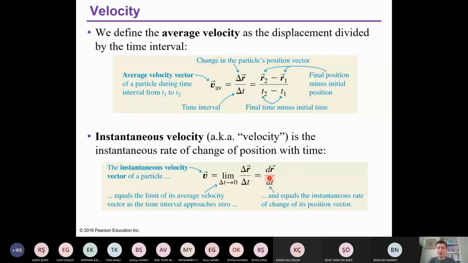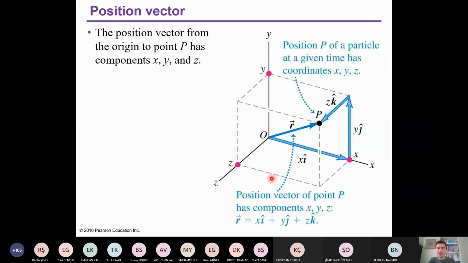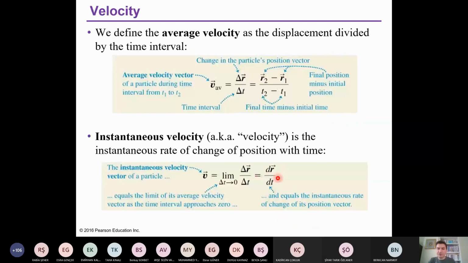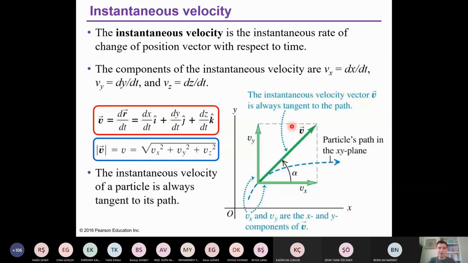So what we have here, r. What was r? Position vector. And the position vector has three components, right? X, Y, Z components. So if I take the time derivative of these components, then I can get the components of instantaneous velocity. This is the x component of the instantaneous velocity, which is given by dx over dt, and the y component, dy over dt, and vz is dz over dt.